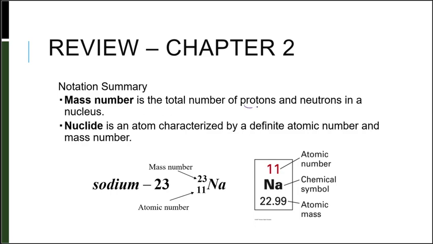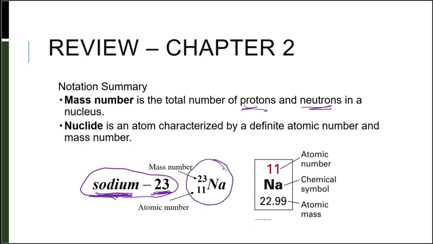Mass number is the total number of protons and neutrons in a nucleus. A nuclide is an atom characterized by a definite atomic number and mass number. Here is one way of notating sodium-23. That tells me that sodium, if I looked at my periodic table, has an atomic number of 11. While it's not written in this notation, you can find it out simply by looking at its name. The 23 tells me its mass number. That is protons and neutrons. So to figure out how many neutrons it has, you would just do 23 minus 11.